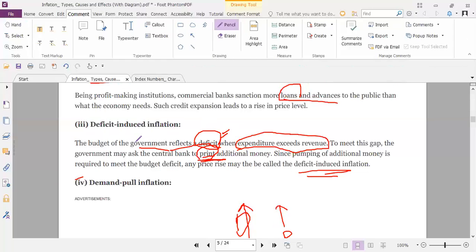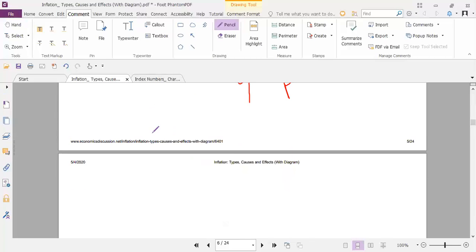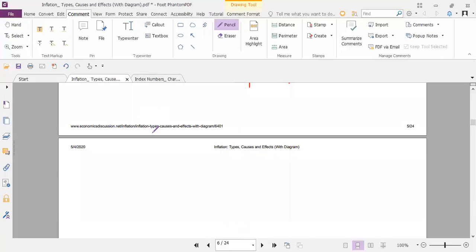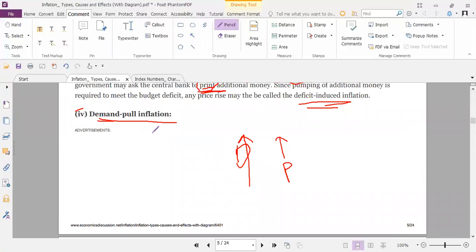Then the next one is demand pull inflation. Here you must remember the word itself, this type of inflation itself is giving you the meaning of it. It is the demand which is pulling up the prices, and thus inflation arises, right? If demand increases, demand for goods is increasing, but production is not increasing. If production is not increasing, supply does not increase. So then prices go up. If prices go up, this becomes an inflation problem.